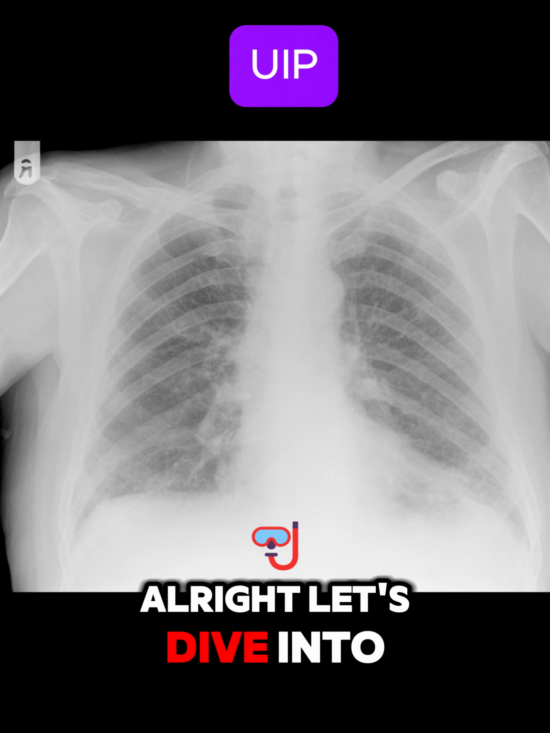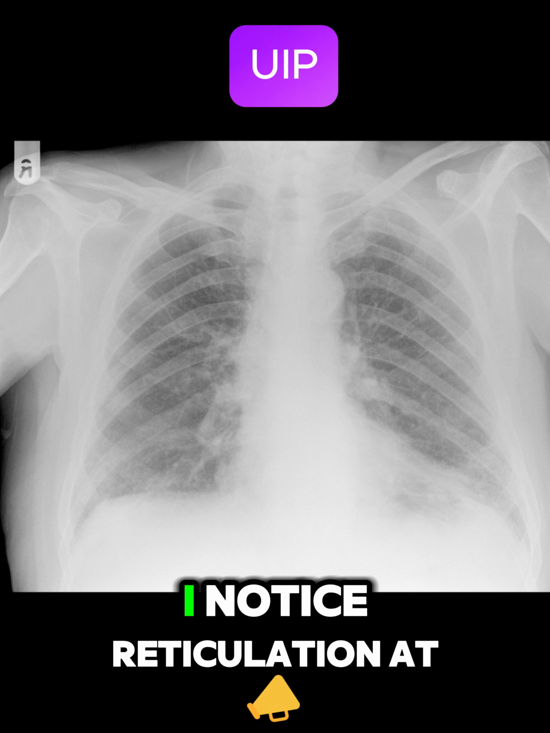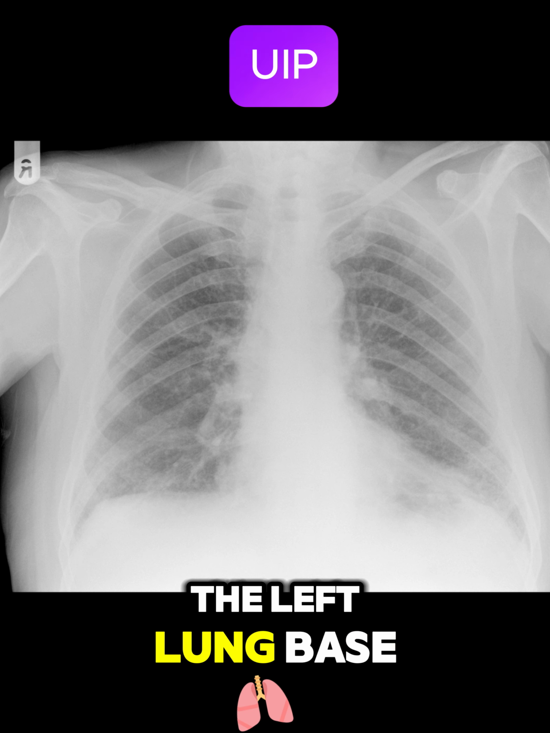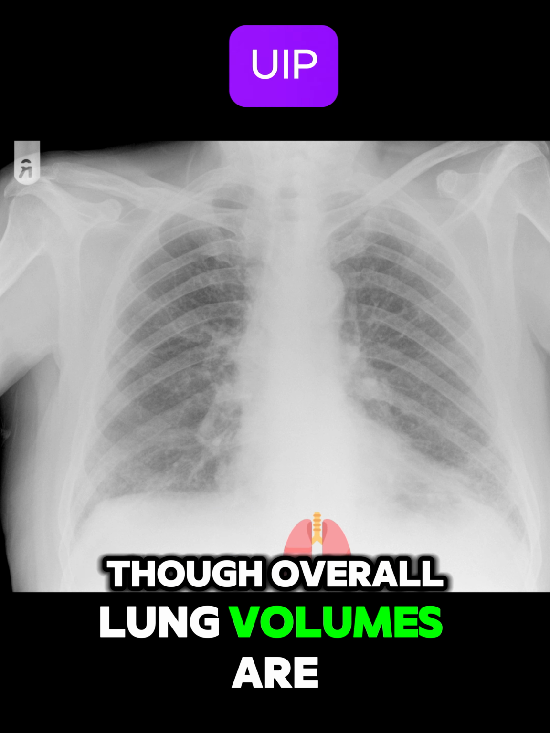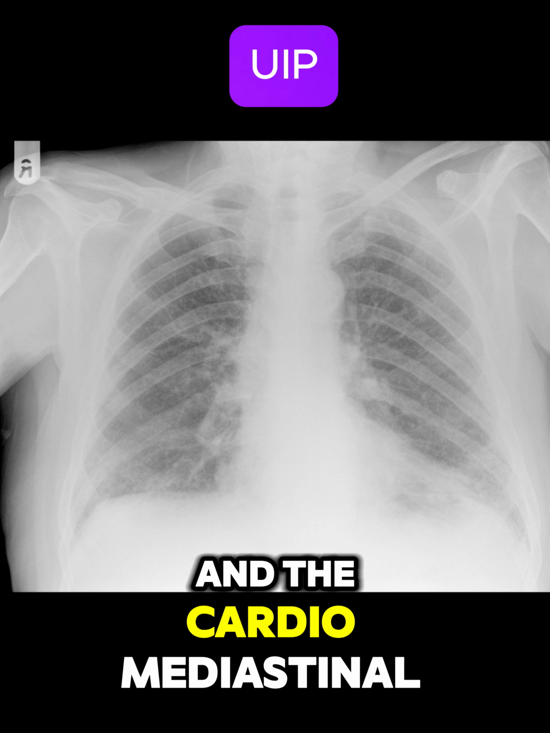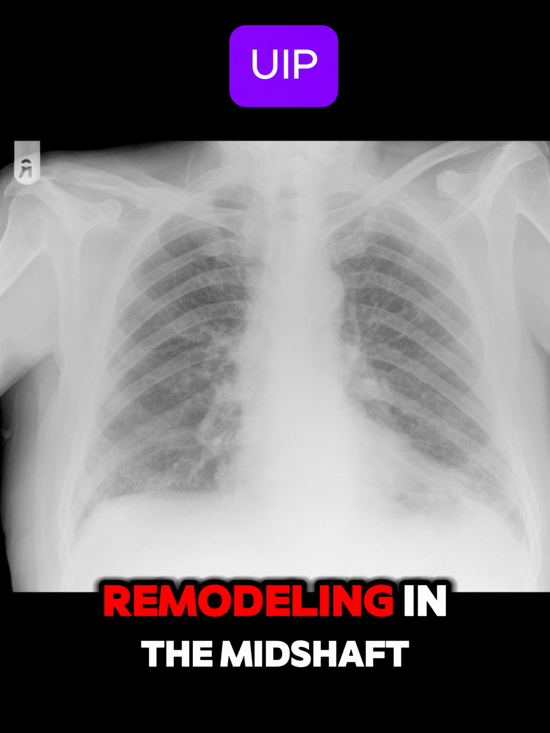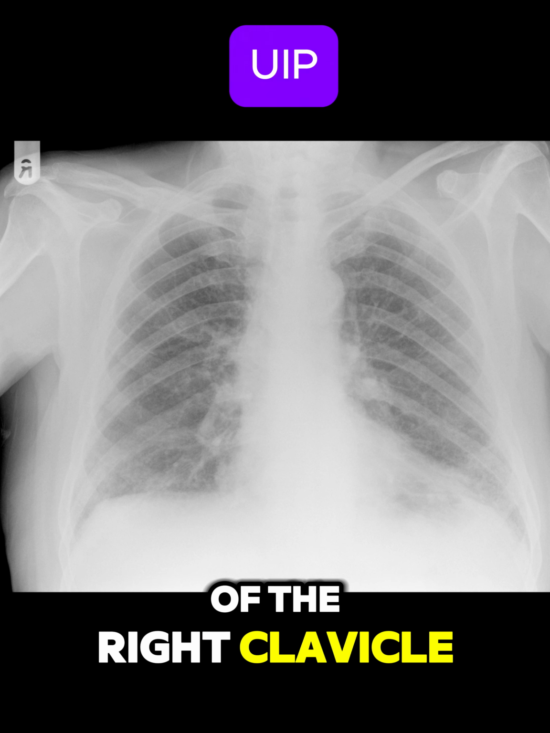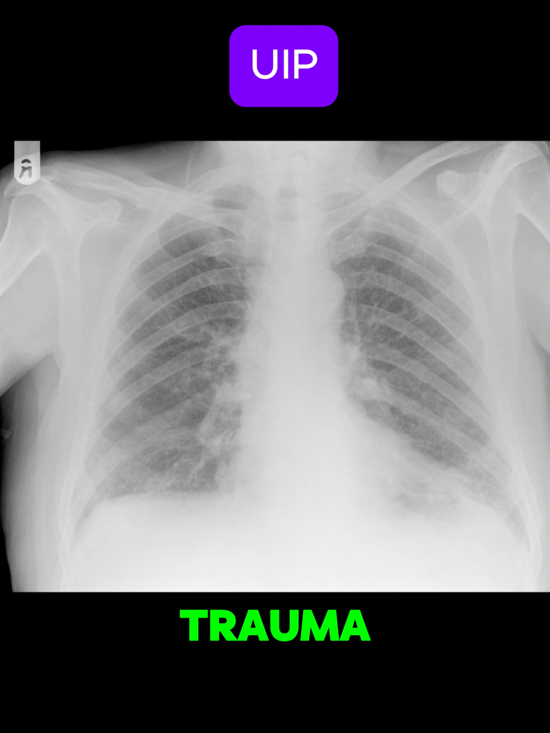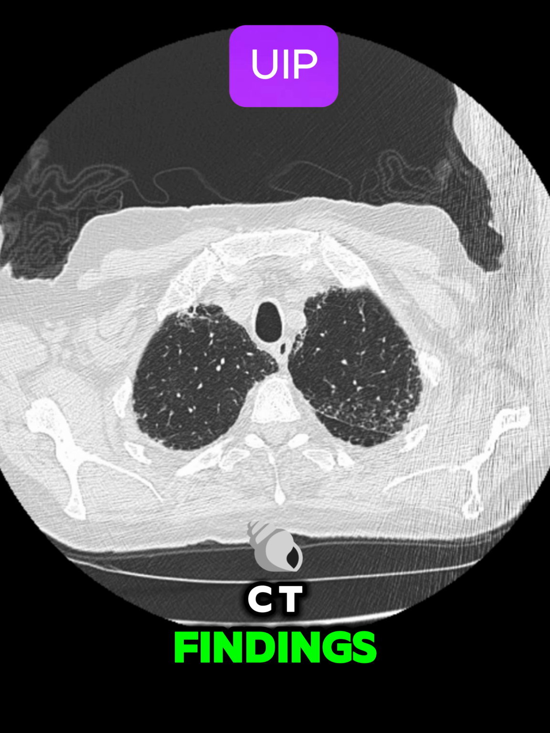All right, let's dive into this case step by step. Starting with the chest X-ray, I notice reticulation at the left lung base, though overall lung volumes are relatively preserved. The rest of the lungs look clear, and the cardiomediastinal contour is normal. There's also evidence of bony remodeling in the midshaft of the right clavicle, which could indicate prior trauma or another bony process. Now moving on to the HRCT findings.